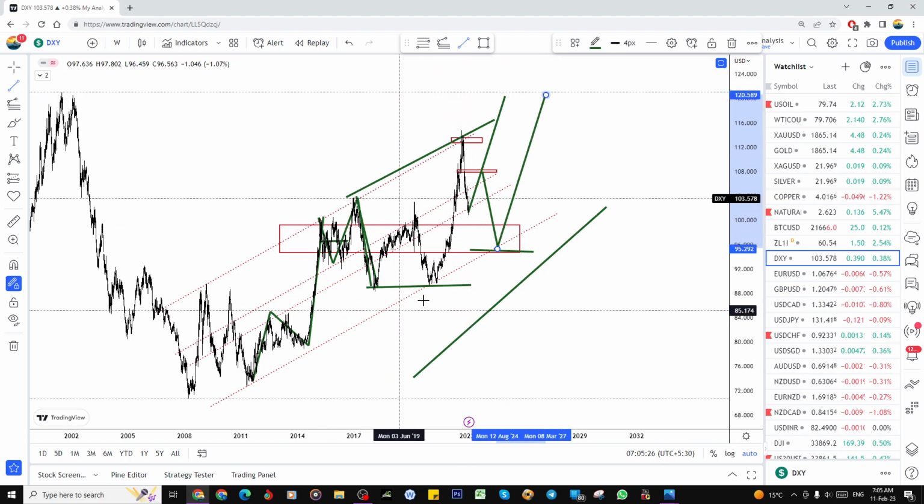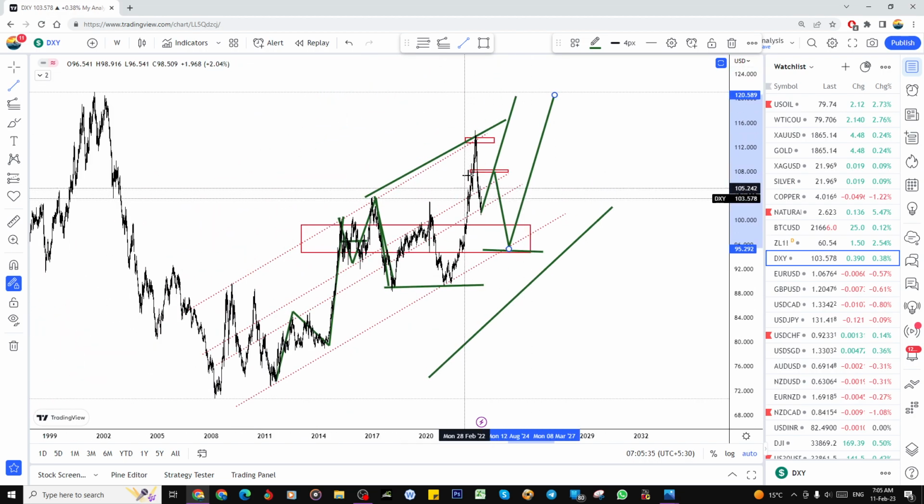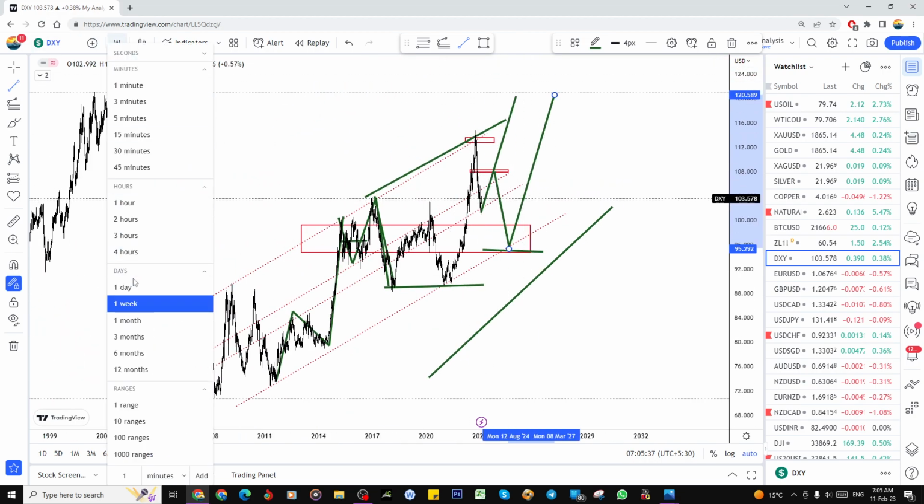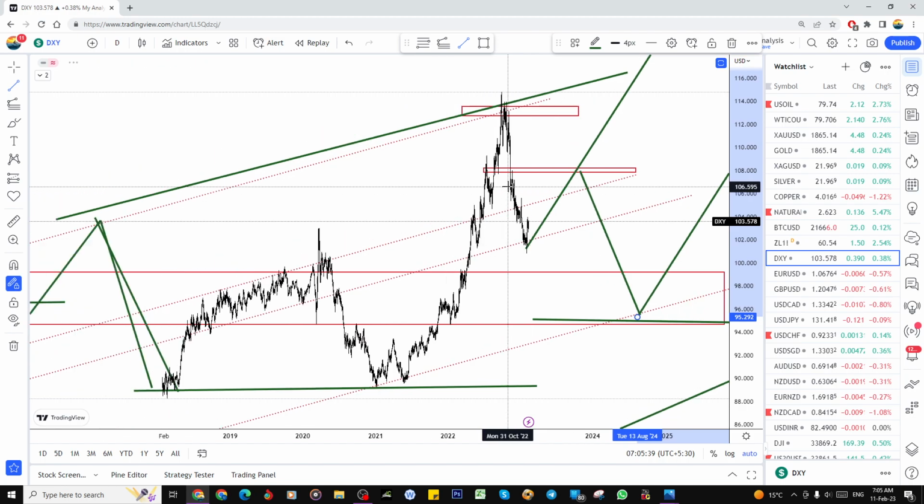So this will be the correction. This is the pathway I already determined here. This is the way I'm looking for, this kind of wave pattern.